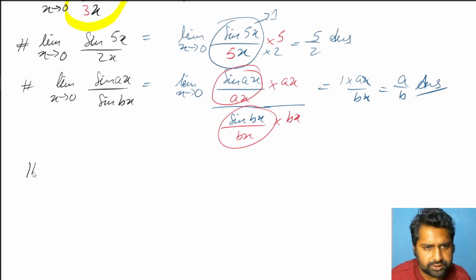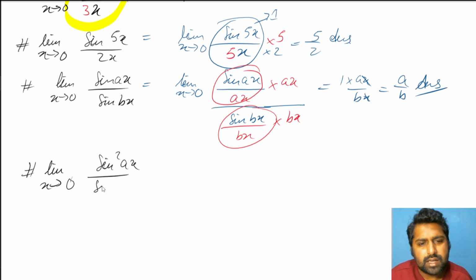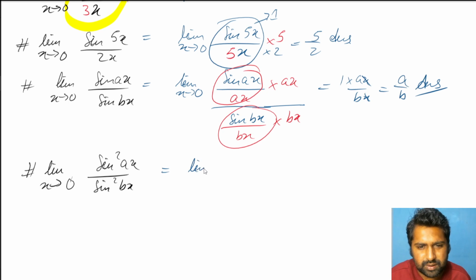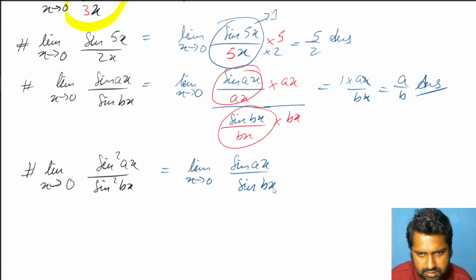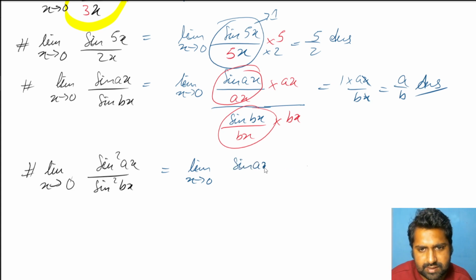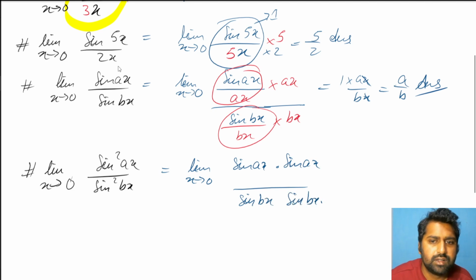All right. Next, limit x tends to 0. This time sine square ax upon sine square bx. Okay. So just square is there. So what do you do? Limit x tends to 0, sine ax by sine bx. If you write down, I think 2 times now, that will be better. You can directly do it also, or write down 2 times. Sine ax, sine ax. Okay. Denominator is sine bx, sine bx.